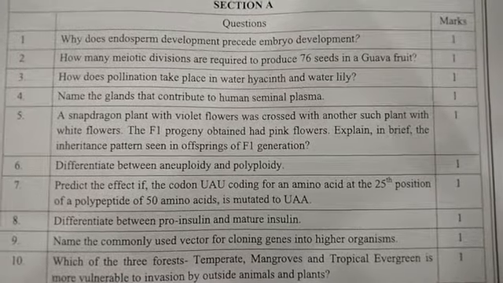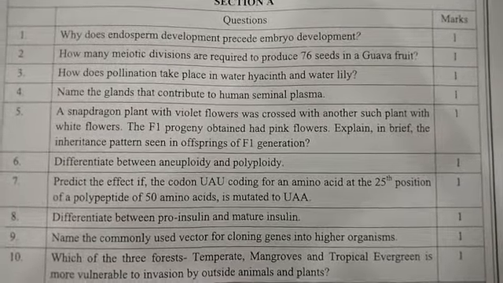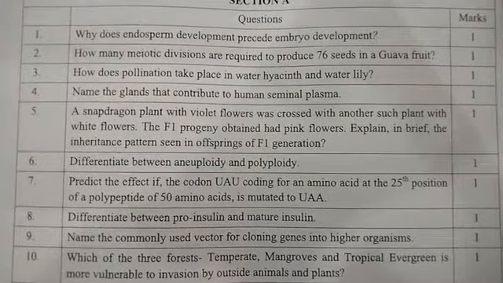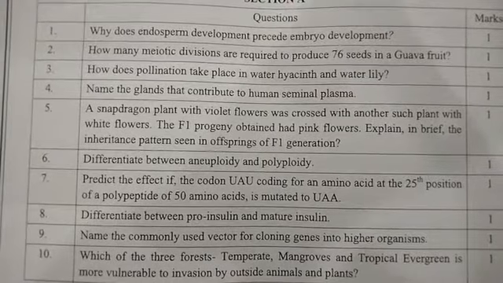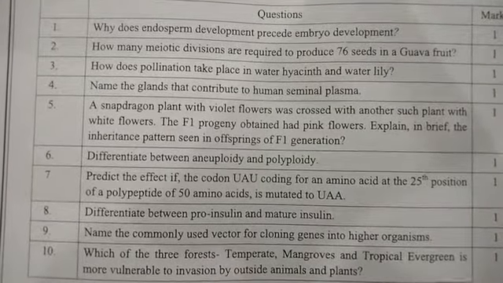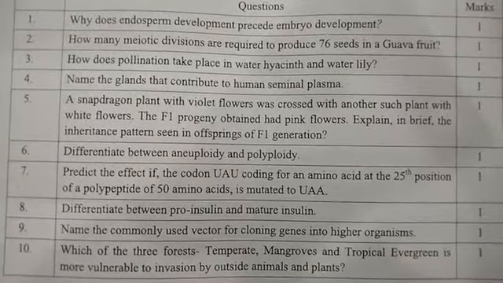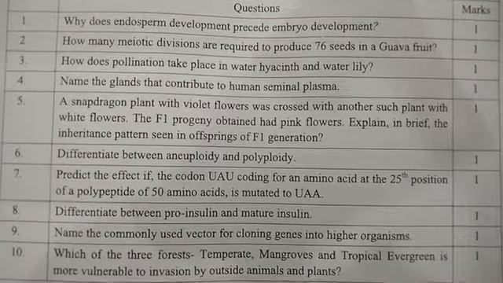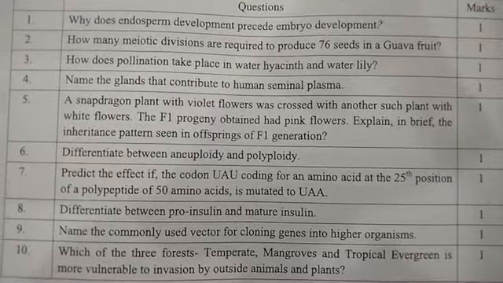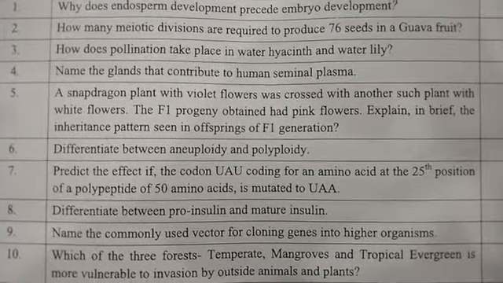So the first question, why does endosperm development precede embryo development? If you want the answer scheme, the marking scheme, that also I will not read out, I'll just share it with you so that you can check your answers. Second, how many meiotic divisions are required to produce 76 seeds in guava fruit? Third, how does pollination take place in water hyacinth and water lily? Fourth, name the glands that contribute to human seminal plasma.